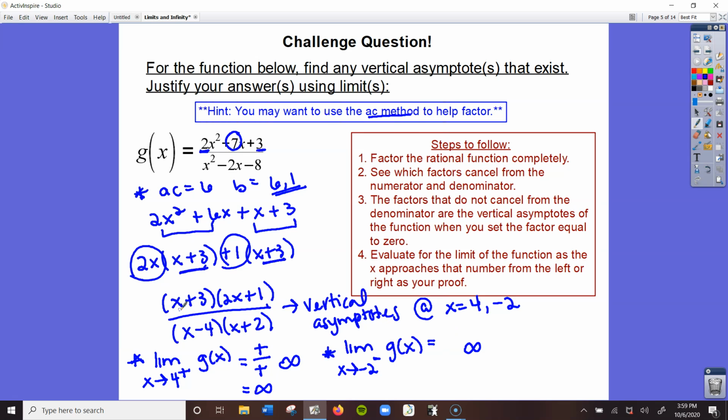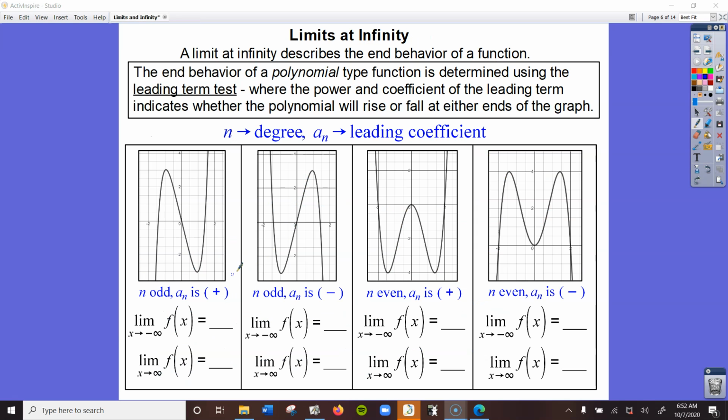If I plug in negative 2 from the left, so negative 2.1, in the numerator we would have negative 2.1 plus 3, which would be a positive number. If I plug in negative 2.1 into 2x plus 1, that would be a negative number. So a positive times a negative would give me a numerator of a negative sign. Then if you plug in negative 2.1 into the denominator, negative 2.1 minus 4 would be negative, and negative 2.1 plus 2 would be negative.